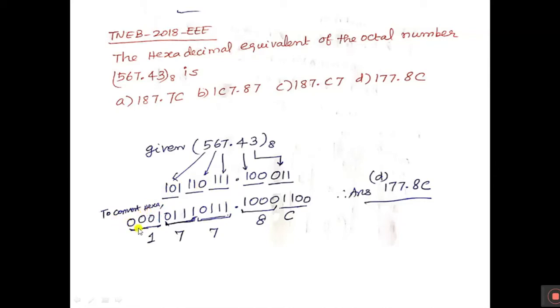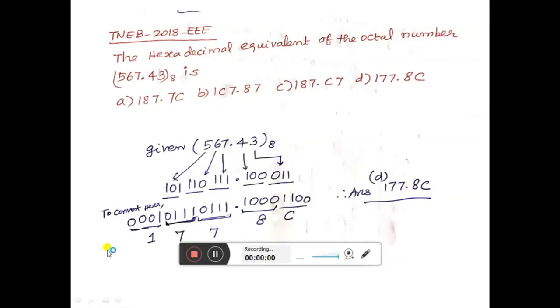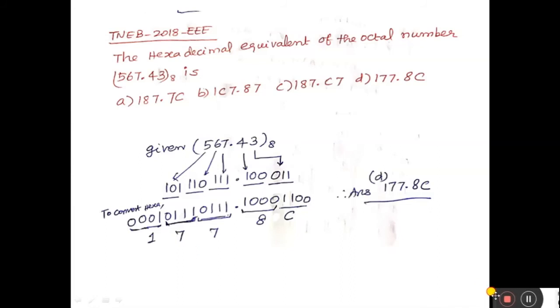So if I split as 4 digits, I can write the values as this is 1, this is 7, this is 7, and this one is 8, and this one is 6. So I can get the final answer 177.8C. Option D is correct. Let's continue our discussion.